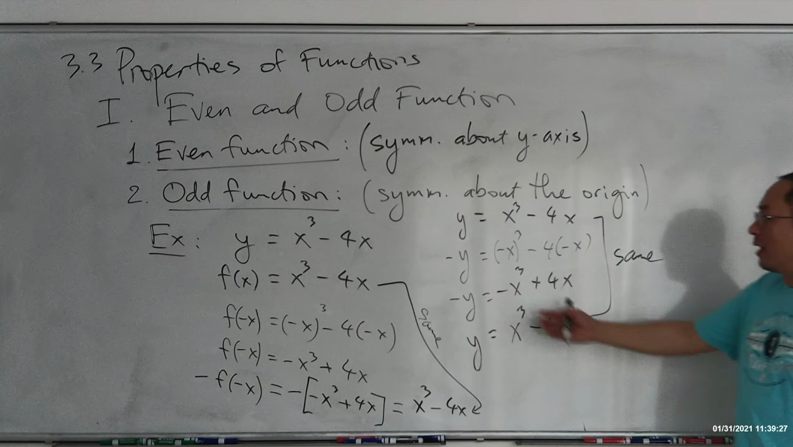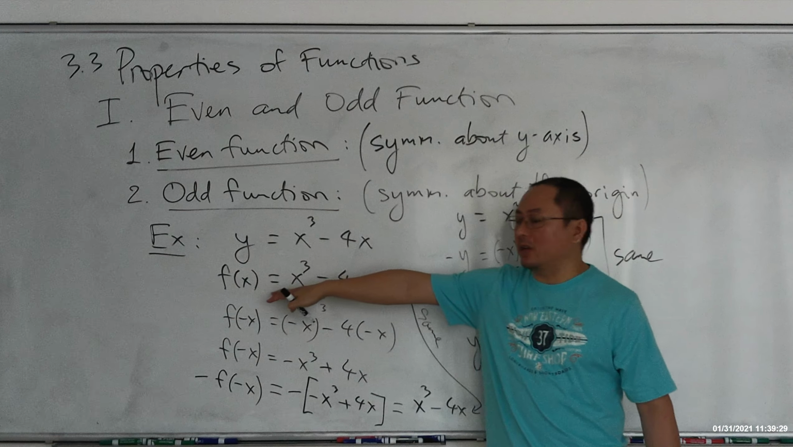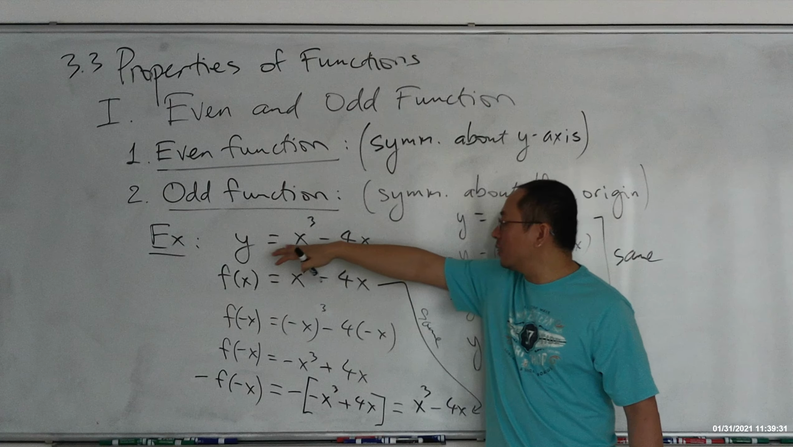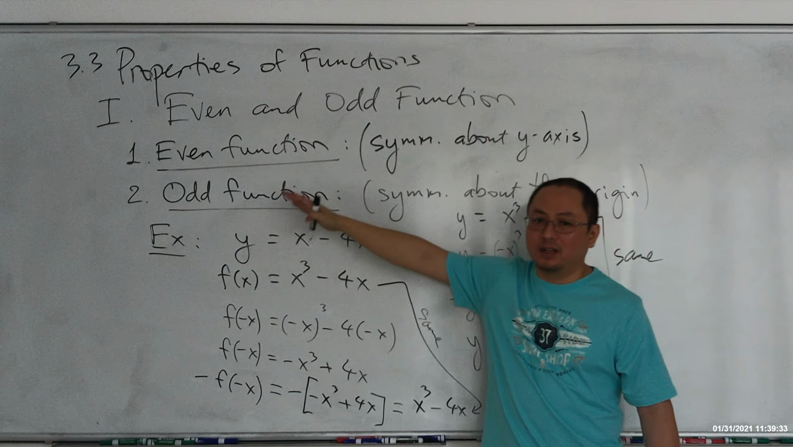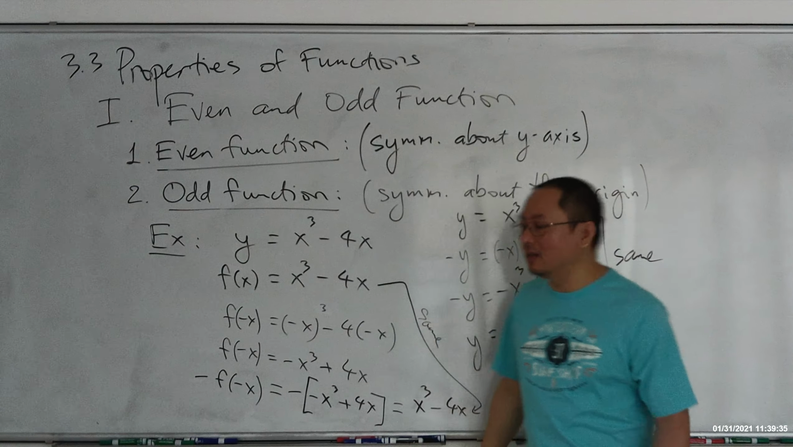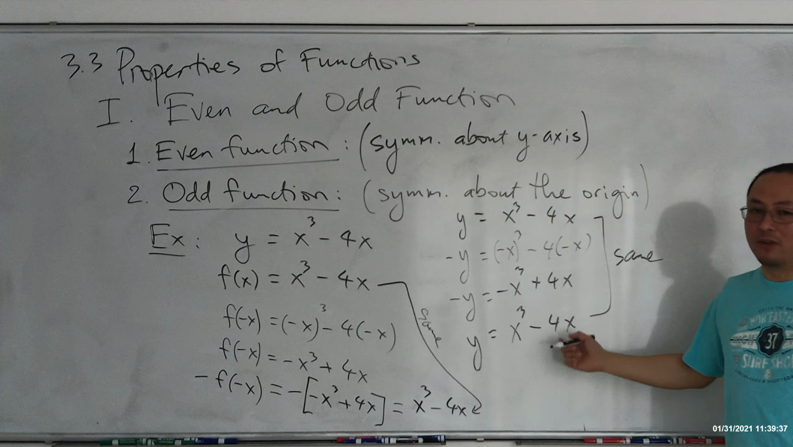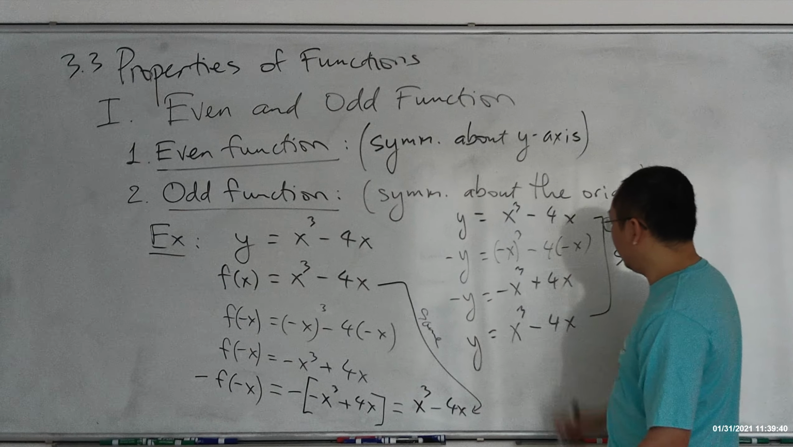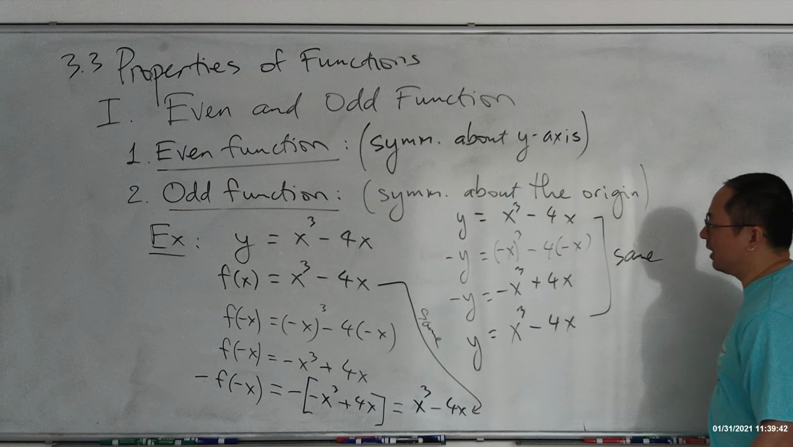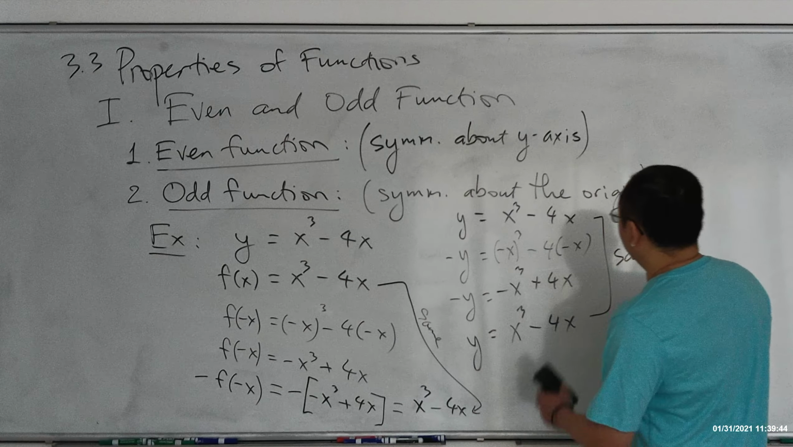And again, if you don't like working with the function notation, just always write back y equal to x cubed minus 4x, and then replace x by negative x, y by negative y. You test it the same way. You say the function is odd if you have the same equation coming out, the same function coming out. So let me just write it.